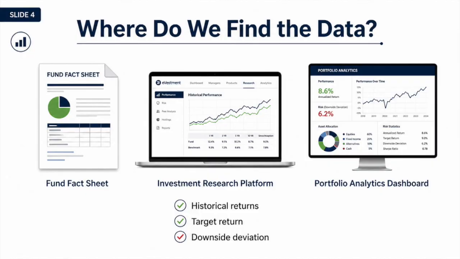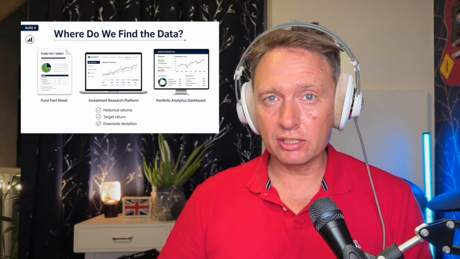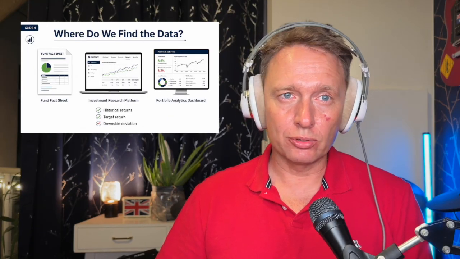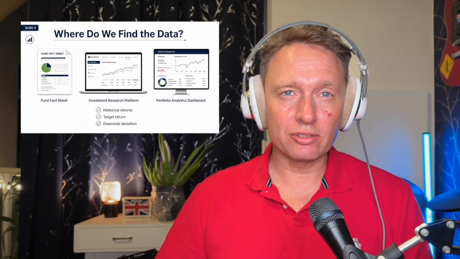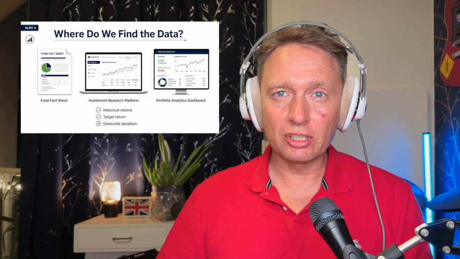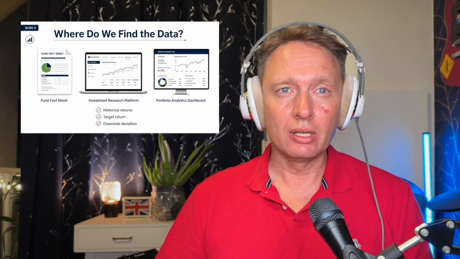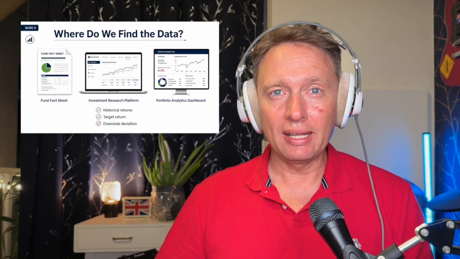So where do we find the data? You'll often find the Sortino ratio published on fund fact sheets and investment research platforms. To calculate it yourself, you'll need historical returns, target return, and the downside deviation. Most portfolio analytics tools and spreadsheets can calculate it automatically.